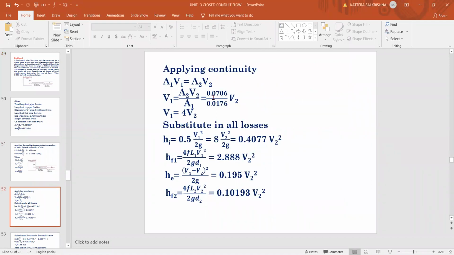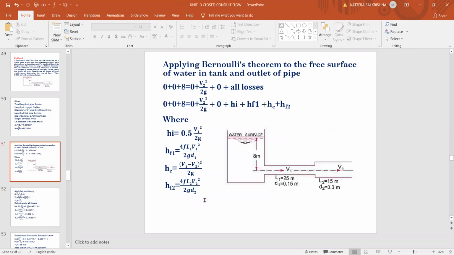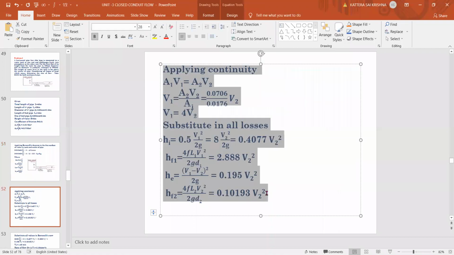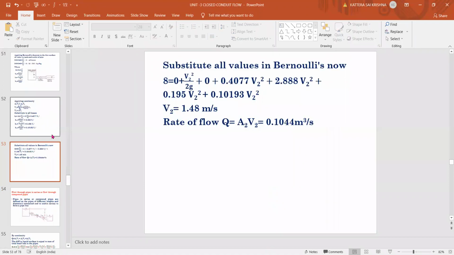See here. Up to here I have shown you how you got this Bernoulli's equation and what the formulas are. Right? So I'm just copying this from here. One second. This one.